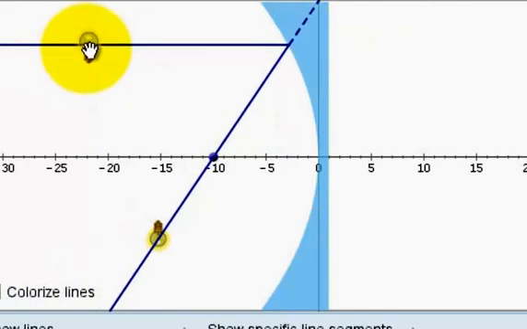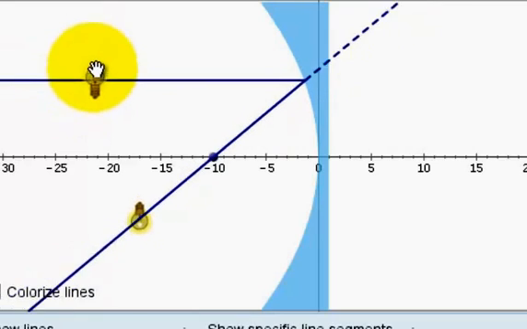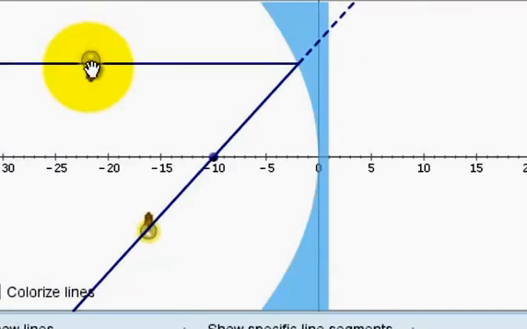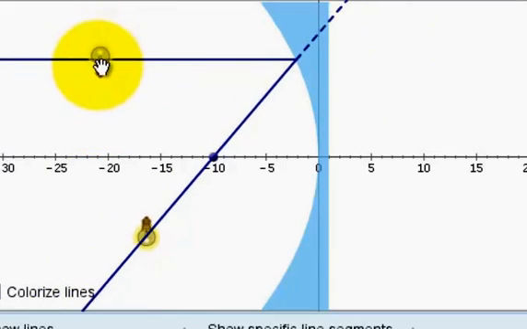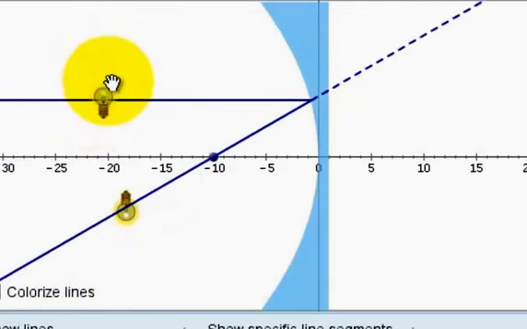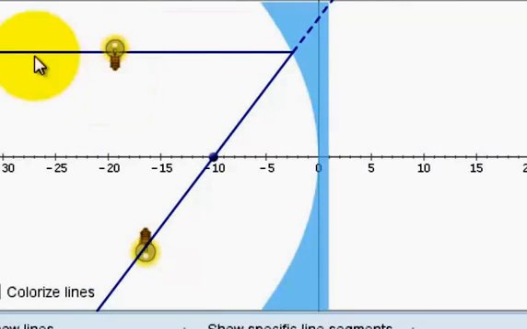Note that for every incident ray that is parallel to the principal axis, the reflected ray always passes through the focal point. In other words, this is the incident ray that is parallel to the principal axis. The reflected ray always passes through the focal point.